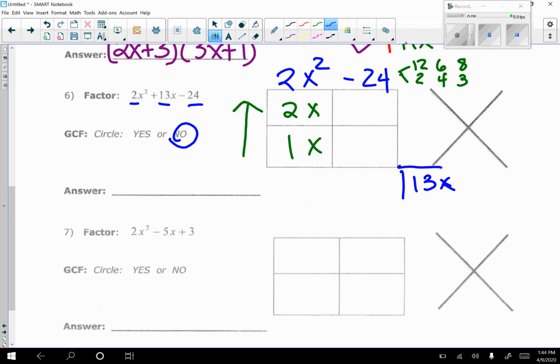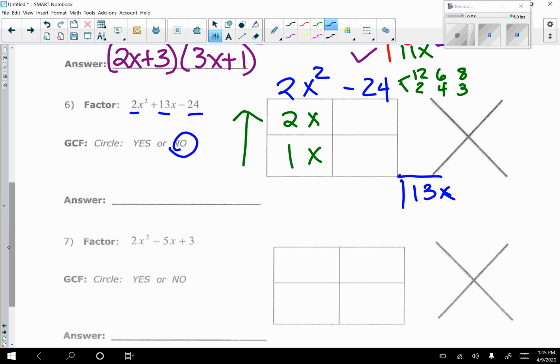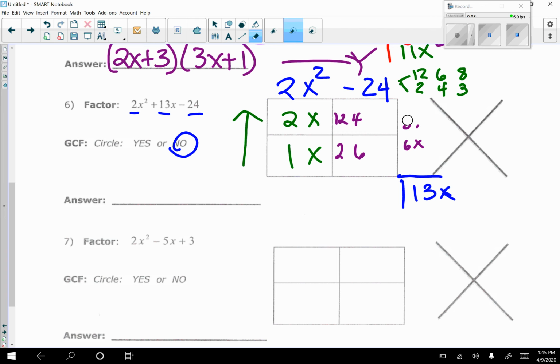So I'm going to try these numbers out. Let's try some things out here. You can also write in here and kind of test them out if you don't want to. So let's see, 12 and 2, would that work? That's 24x and 2x. No, that doesn't add to 13. Let's try another one. What about 4 and 6? 4 times 2, that's 8x. 6, so 8x plus 6x. That's close, 14x, but not 13. Nope.